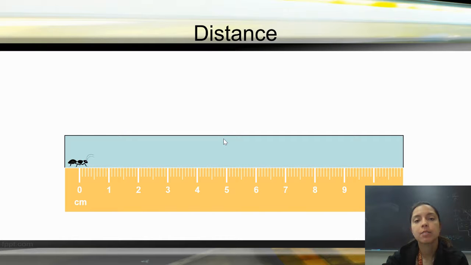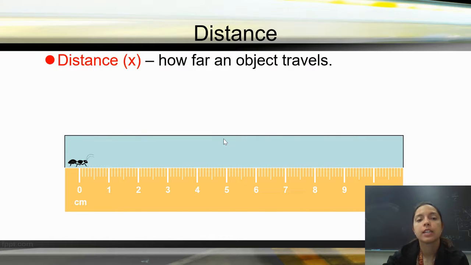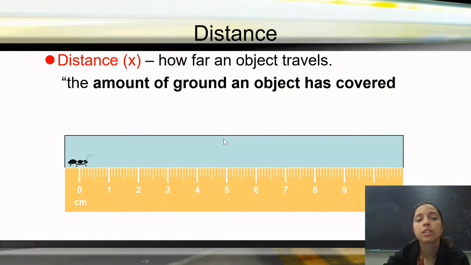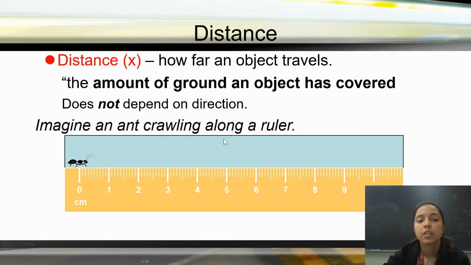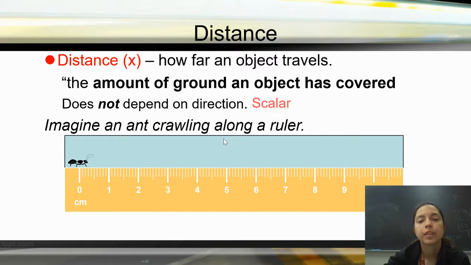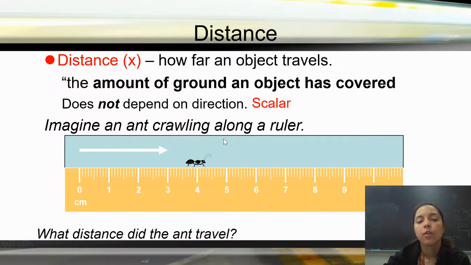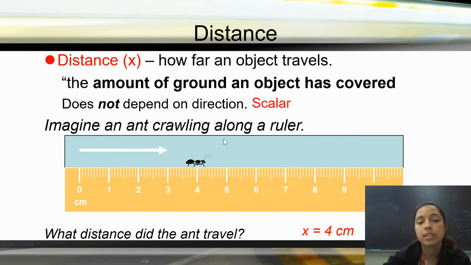We're going to talk first about distance. Distance is how far an object travels. The amount of ground an object has covered does not depend on direction. So imagine an ant crawling along a ruler. What distance did the ant travel? It started at 0 centimeters and now it's at 4 centimeters. So what distance did the ant travel? We will say the ant traveled 4 centimeters.